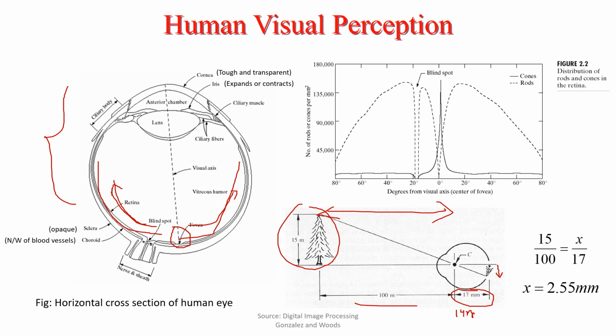Now here you can see a plot shown. This is the distribution of rods and cones in the retina. The solid line is for cones and the dotted line is for rods. The concentration of cones is more at 0 degree. What is this 0 degree? It's the fovea. Here I told you the maximum density is here. Cones are more, so that's why it is shown like this. And as you go away from the fovea, it decreases.